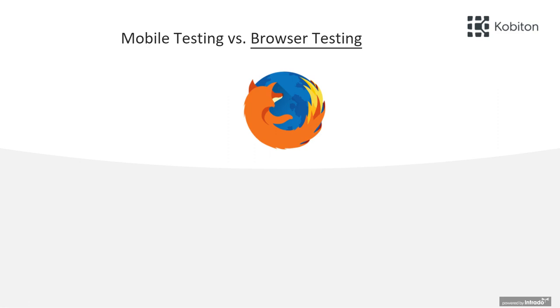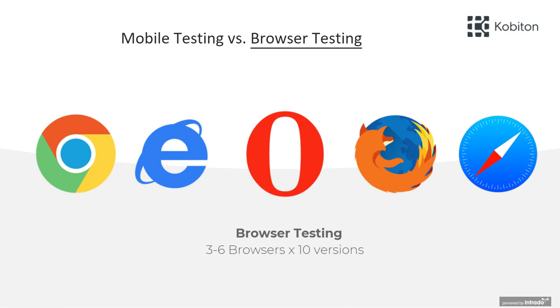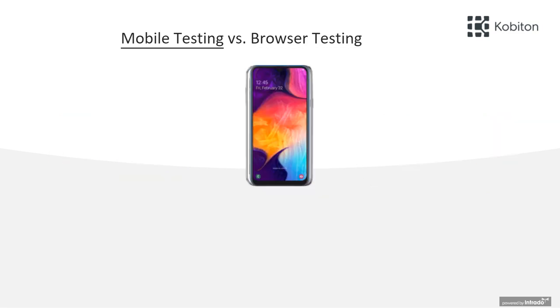I'd like to just dive into mobile testing versus browser testing and how they differ in terms of visual verification, or making your app look great. And if you look at the number of permutations of testing in a browser world, you're looking at maybe 3 to 6 different browsers across 10 different browser versions. So you're looking at 30 to 60 combinations during your test. And if you have a test of, let's say, 20 screens, you're looking at about 600 some odd screens to visually compare.